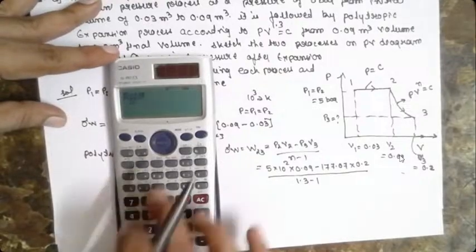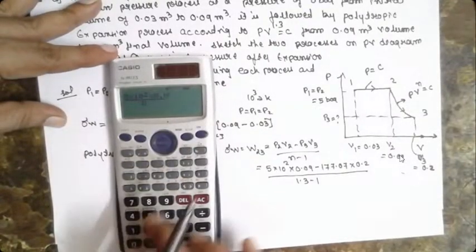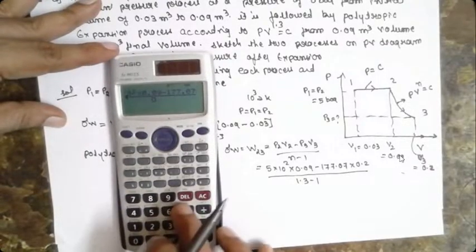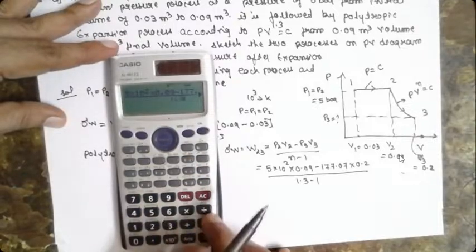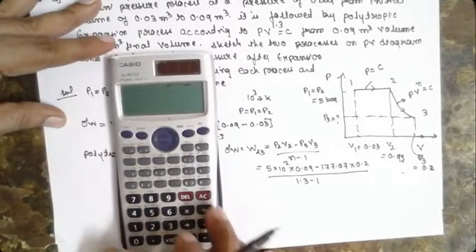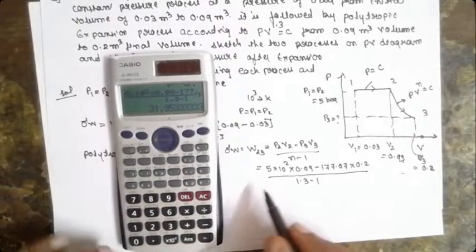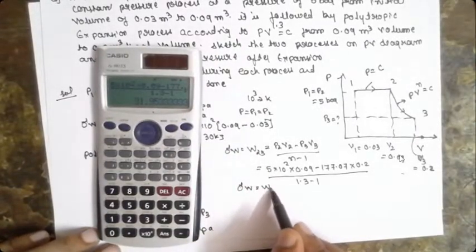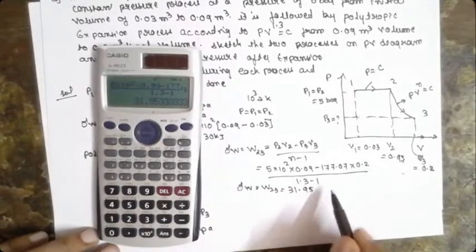5 into 10 raised to 2 into 0.09 minus 177.07 into 0.2, divided by 1.3 minus 1. If you calculate, the answer will be 31. Work done W 2,3 is equal to 31.97 kilojoule.